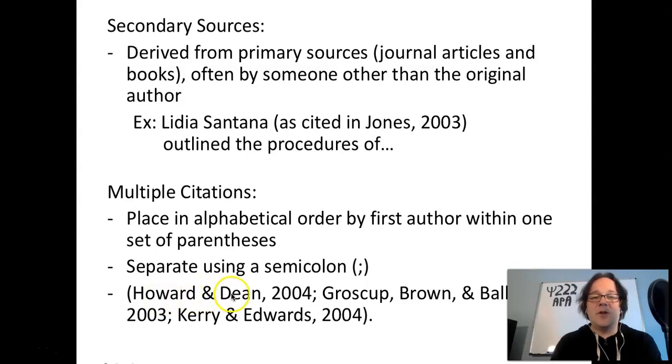How would we do that? Well, we would do it the same way that we would cite the sources initially, but we would just separate them using a semicolon. So we see Howard and Dean, 2004; Grosscup, Brown, and Bala, 2003; Carey and Edwards, 2004, right? So you could have multiple citations for the same piece of information that you're citing.